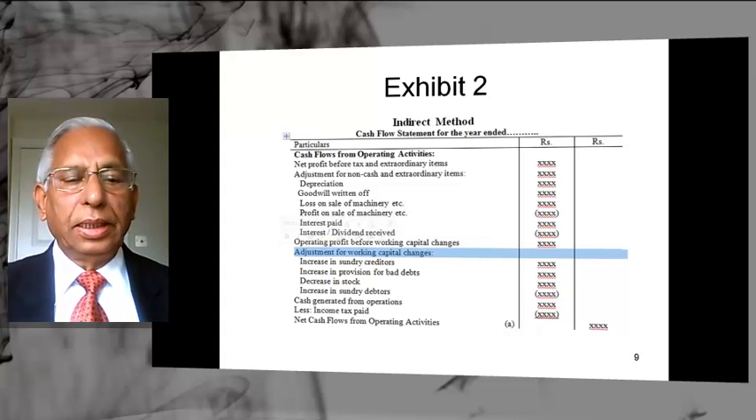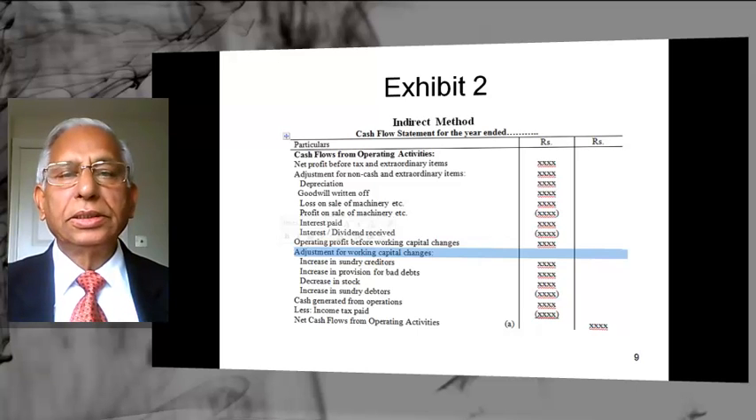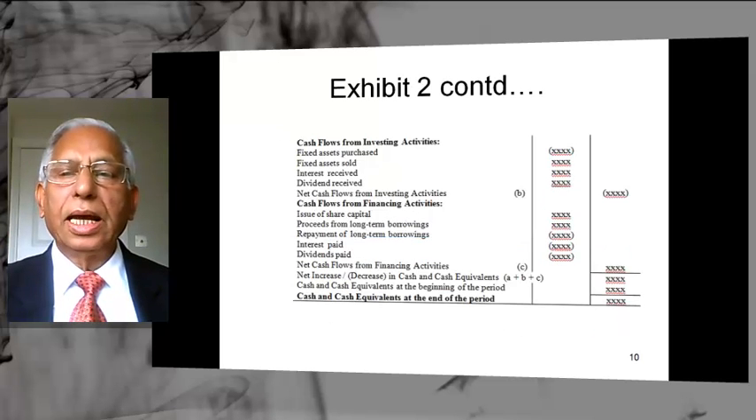Now you have cash generated from operations. Now from this you deduct income tax paid. Balancing figure will be cash flows from operating activities. This is item A. What was in Exhibit 1 under the heading cash from operating activities, it is a substitute for that under indirect method. Now see in this exhibit part B and part C. They are basically the same as they were in Exhibit 1.